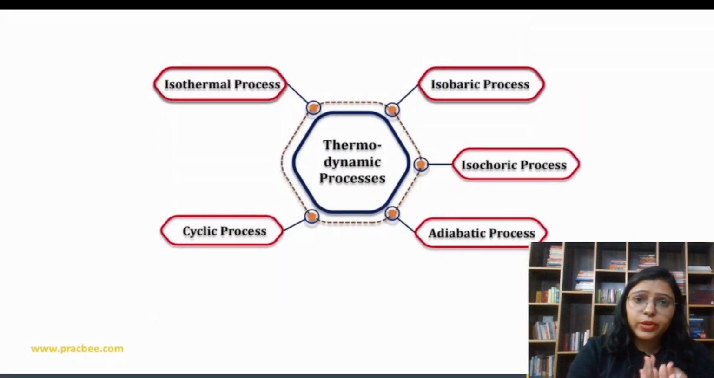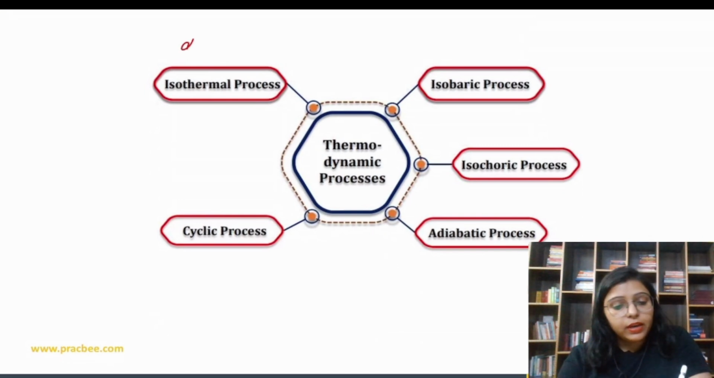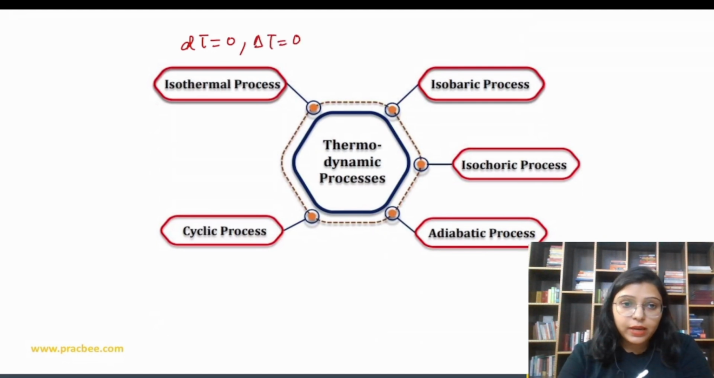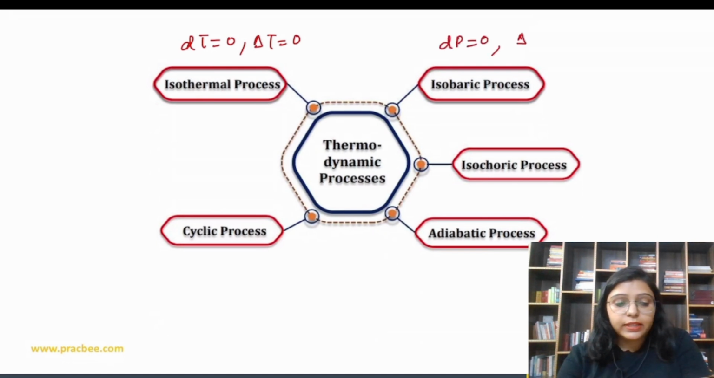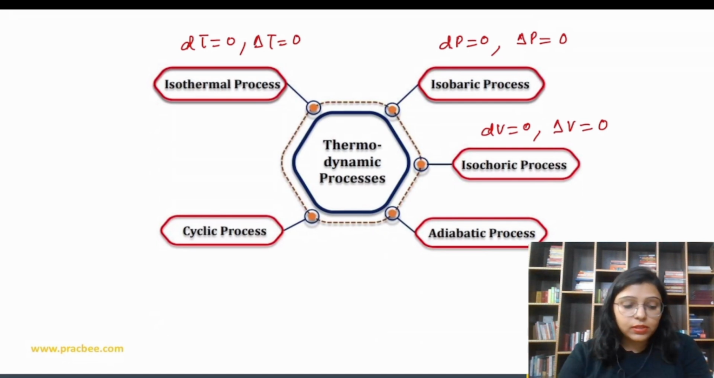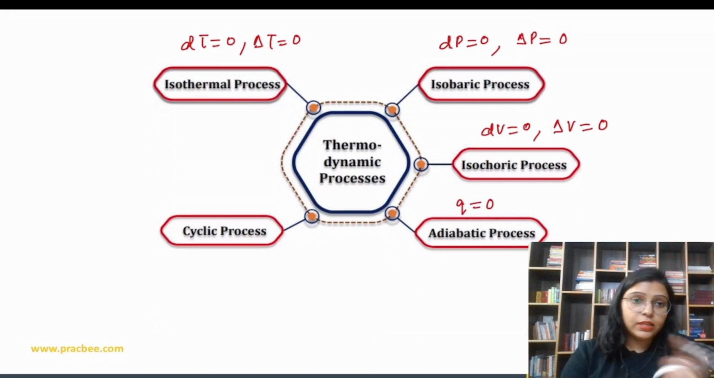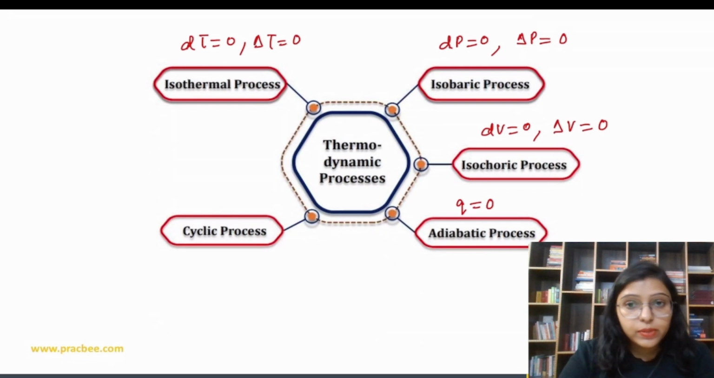Now we have some thermodynamic processes like isothermal, where temperature change is 0, so dT is 0, or we can say delta T is equal to 0. We have isobaric process where pressure is constant, dP is equal to 0, or delta P is equal to 0. Isochoric process, it means dV is equal to 0 or delta V is equal to 0. Adiabatic process where Q is equal to 0, it means there is no heat exchange between system and surrounding. And then we have the cyclic process.